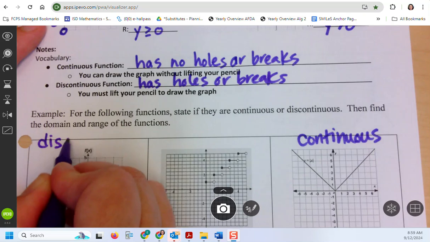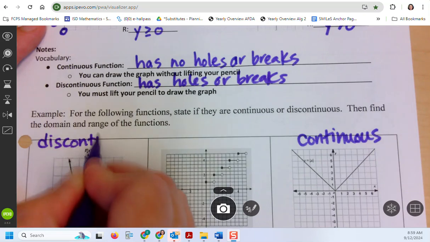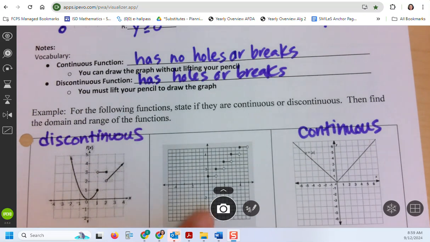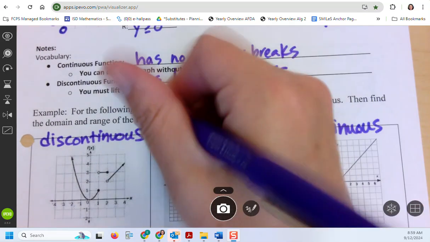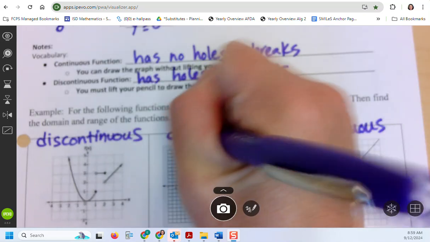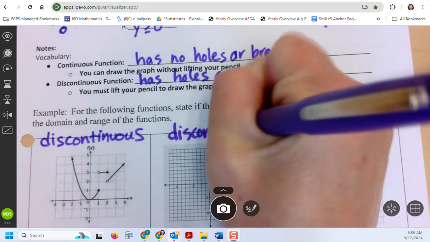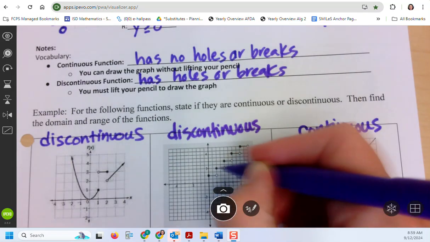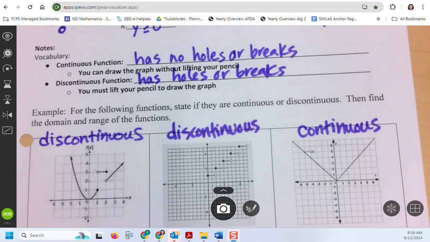And what about 2? Is 2 continuous or discontinuous? Continuous, that's right. Wait, you said discontinuous, right? Discontinuous because you have to pick up your pencil for these steps. This is called a step function. I really don't like step functions. I find them hard to look at, but they exist.